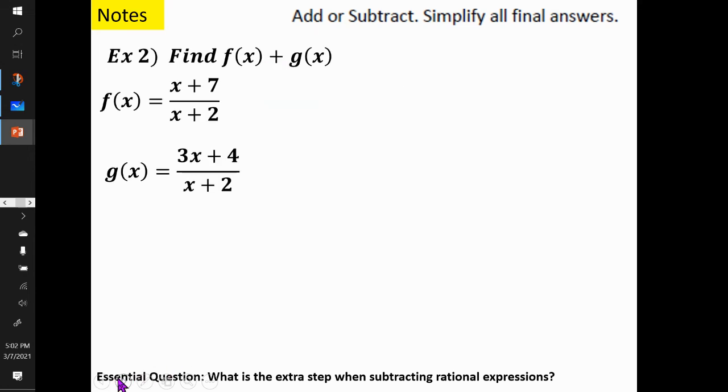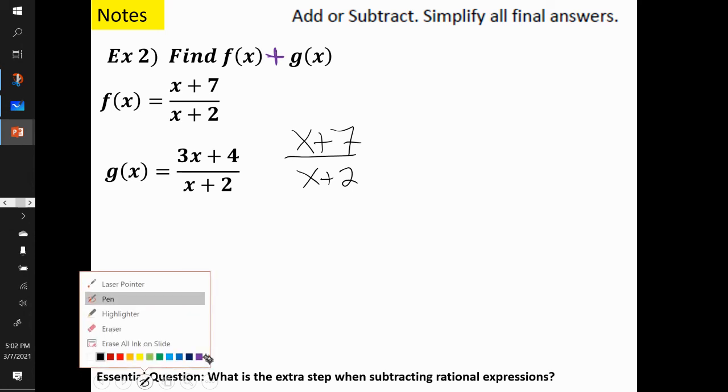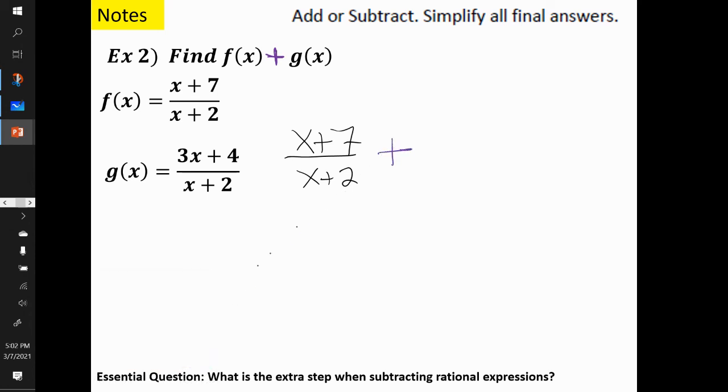All right, here's the next one. Once again, we're going to add these together, and they have a common denominator of x plus 2. So I'm going to rewrite it. We're going to do x plus 7 over x plus 2, and then plus 3x plus 4 over x plus 2.